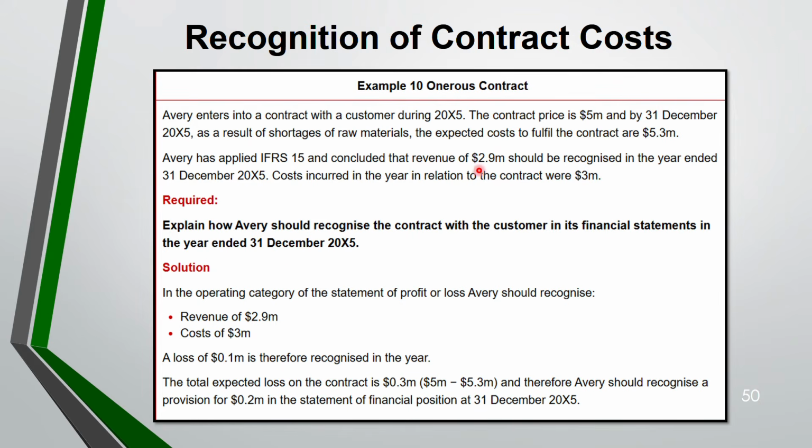So revenue would be 2.9, cost is 3. You see there's a loss, as revenue is less. So that loss of 0.1 is recognized in the year. Whatever the total expected loss, your contract price is 5, cost is 5.3, so the total is 0.3. So the current loss is 0.1, total expected loss is 0.3. The difference of 0.2 is a provision. Okay. So a provision of 0.2 in the statement of financial position you have to recognize.